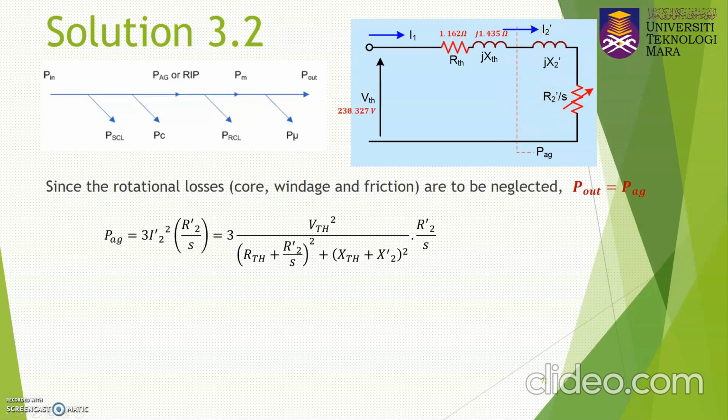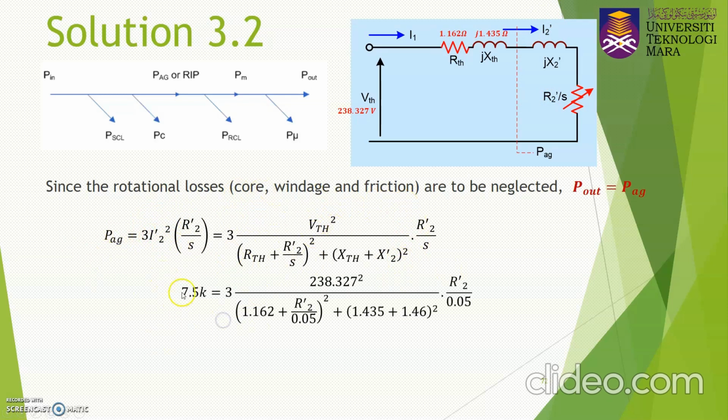The current is I2 prime, so that's why here it is I2 prime squared. After that, you know the equation for the I2 prime is given by this equation. From the previous slide, you can see the I2 prime will be equal to this equation. And then you just substitute all the values accordingly. Your P air gap is 7.5 kW. Then you have your V Thevenin, your R Thevenin, you also have the value of S, and X Thevenin also. For the X2 prime, it is given as 1.46 in the question. S is 0.05. So you are left with only the parameter R2 prime.